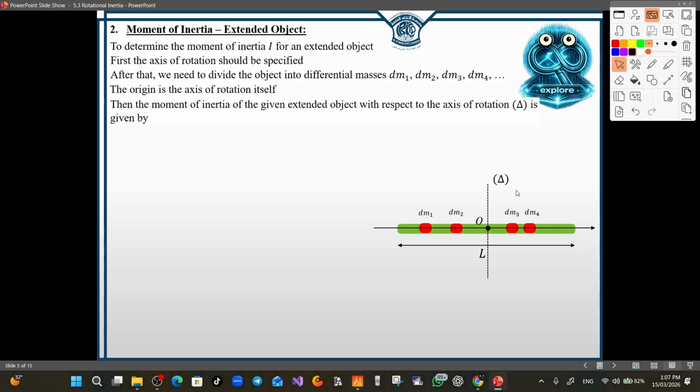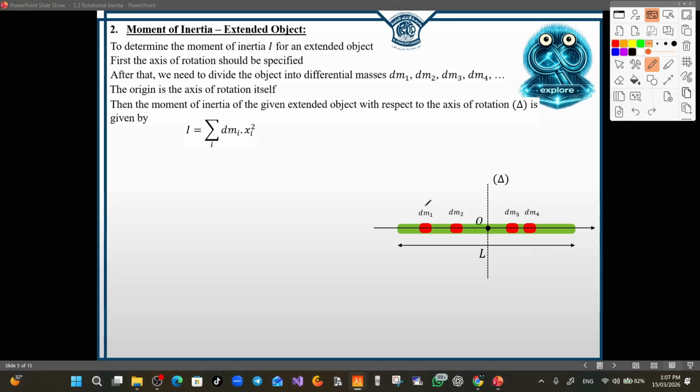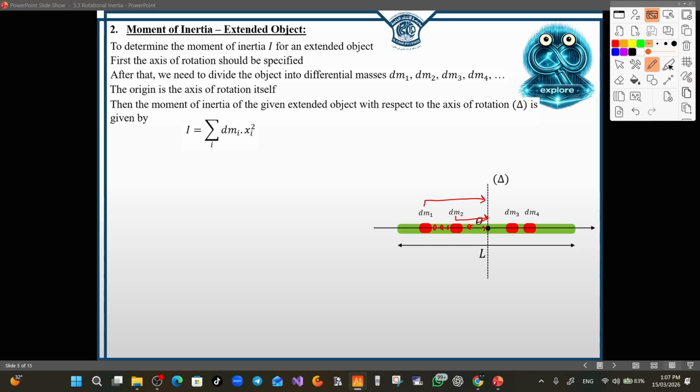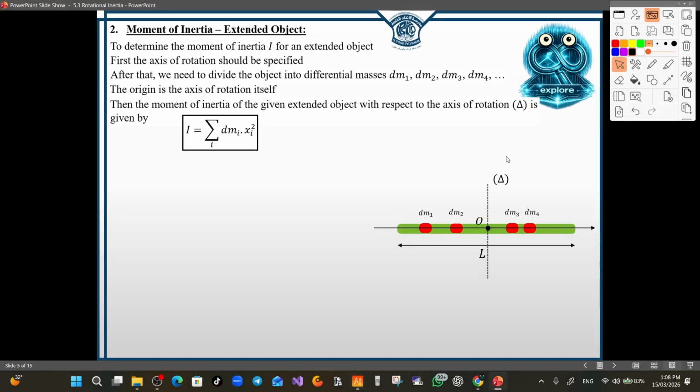And then the moment of inertia for a given extended object with respect to the axis of rotation delta is given by, we find the summation of every single small and tiny piece multiplied by its distance squared from the axis of rotation. So for example, we're going to consider this mass and the distance from the axis of rotation, and this mass here and here and here and there. So we will consider every single mass and its distance from the axis of rotation to find the total moment of inertia for this rod.